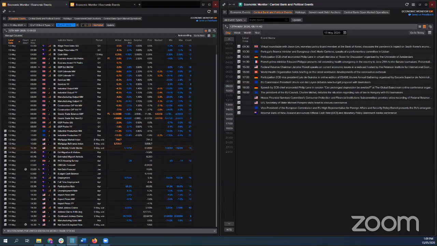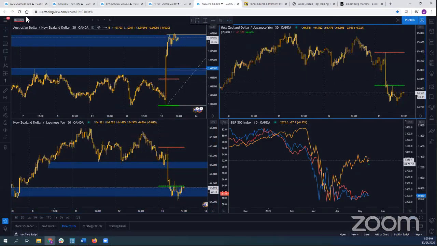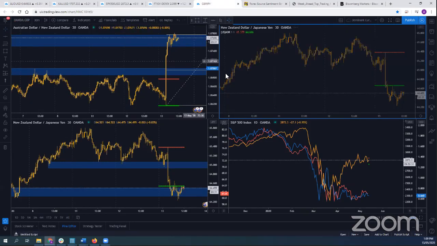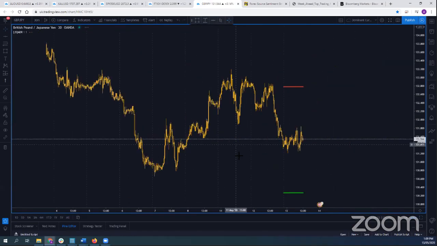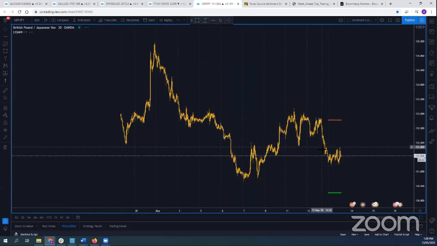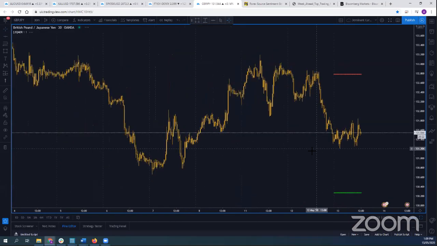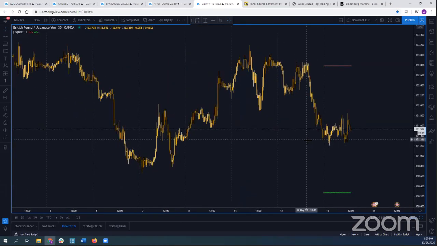Okay, a quick analysis of the pound yen. Let's quickly have a look at the pound yen. I actually haven't looked at the pound yen in today's session. So looking at the pound yen from a short and a medium term perspective, the bias for me in both the short and the medium term is tilted to the downside for the pound right now.